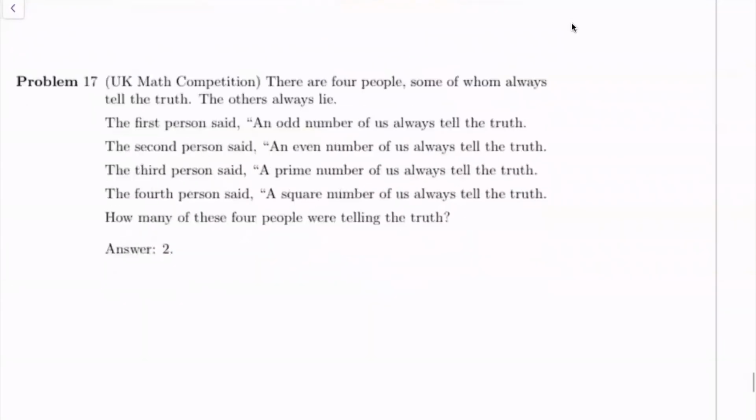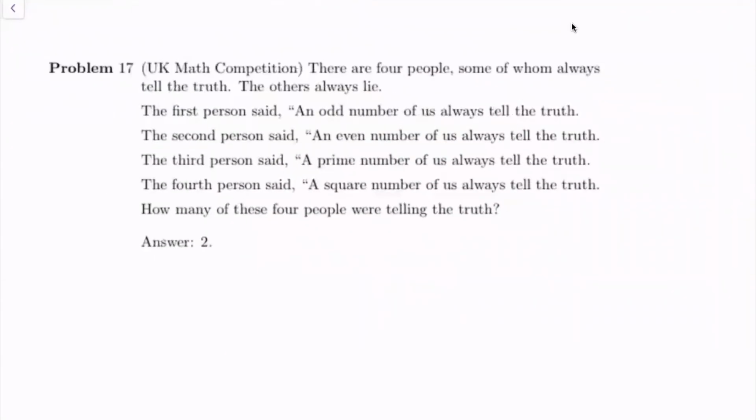All right. Okay, question number 17. There are 4 people. Some of whom always tell the truth. The others always lie. The first person said an odd number of us always tell the truth. The second person said an even number of us always tell the truth. The third person said a prime number of us always tell the truth.